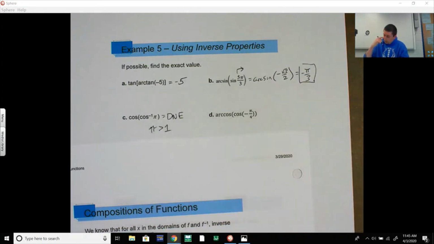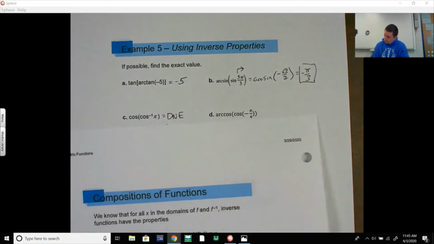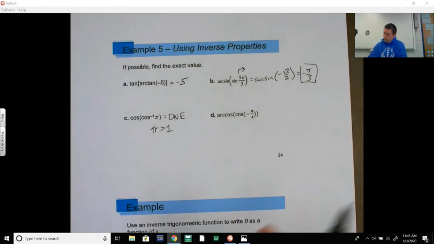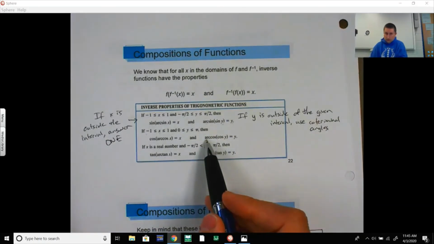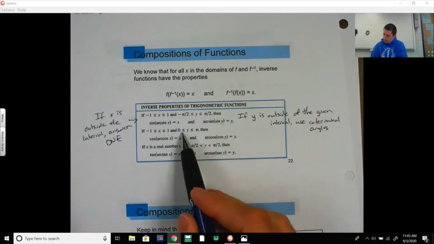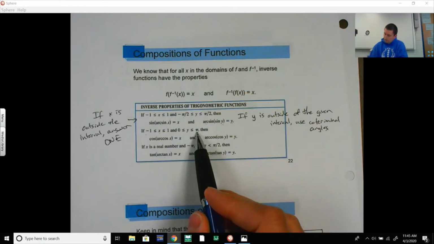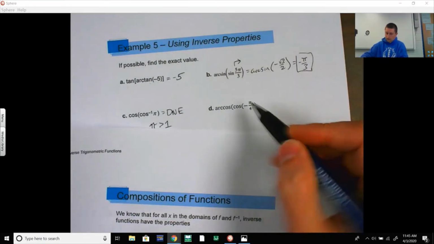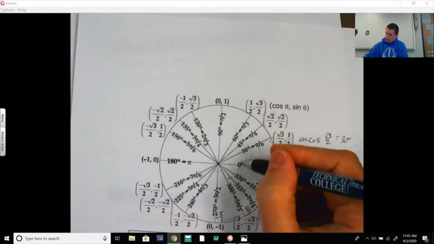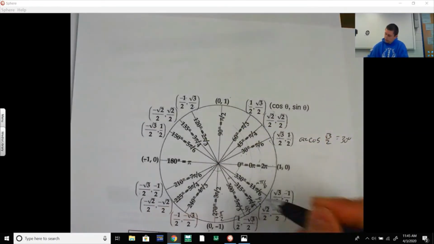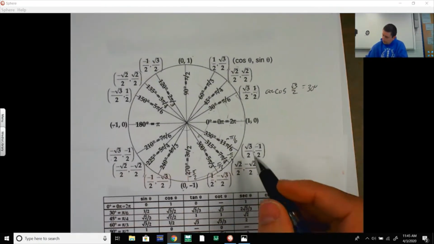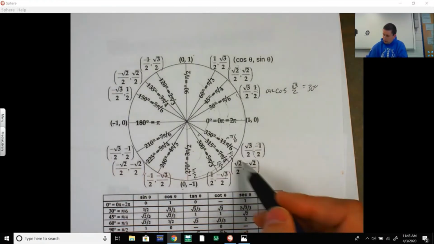The arc cosine of the cosine of negative pi over 4. So the arc cosine of the cosine. I'm checking this again. Arc cosine of the cosine of y. y has to be between 0 and pi. Negative pi over 4 is not between 0 and pi. Arc cosine answers have to come from here. Negative pi over 4 is down here. So let's evaluate this part right here. What is the cosine of negative pi over 4? The cosine of negative pi over 4 would be root 2 over 2.